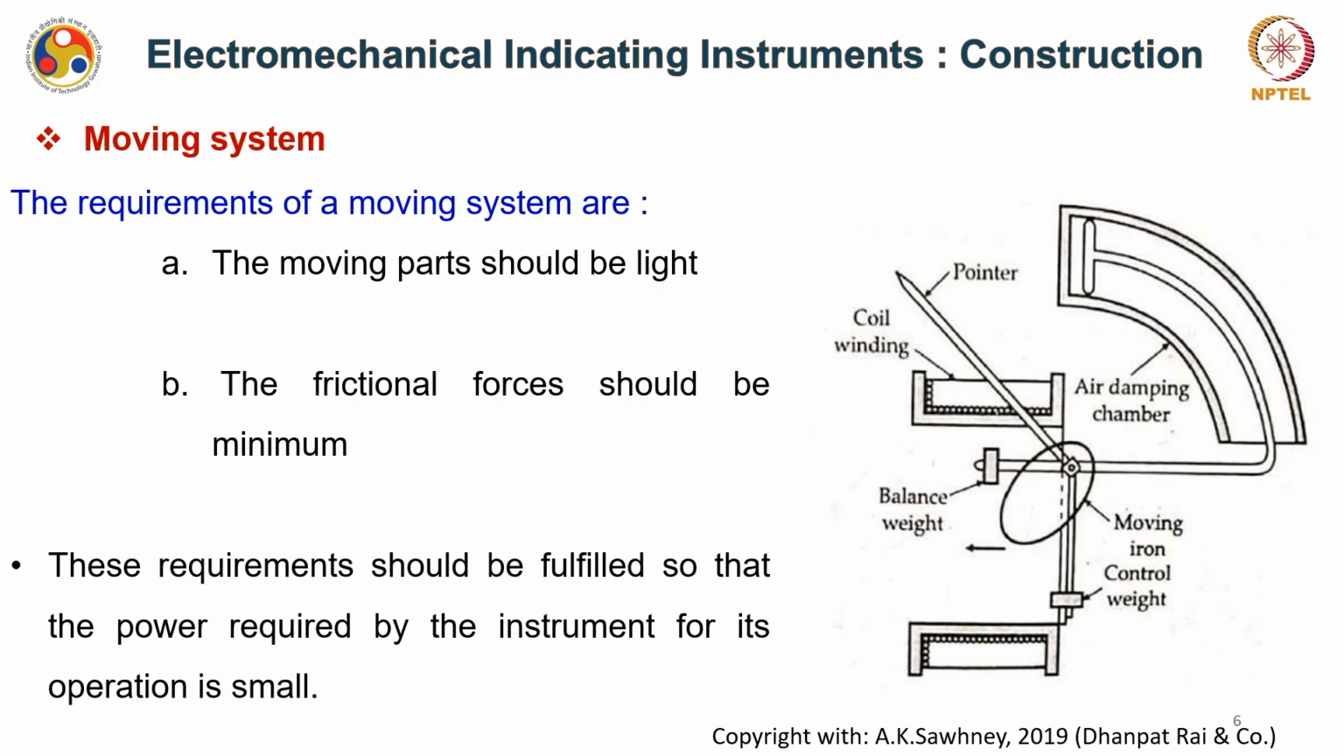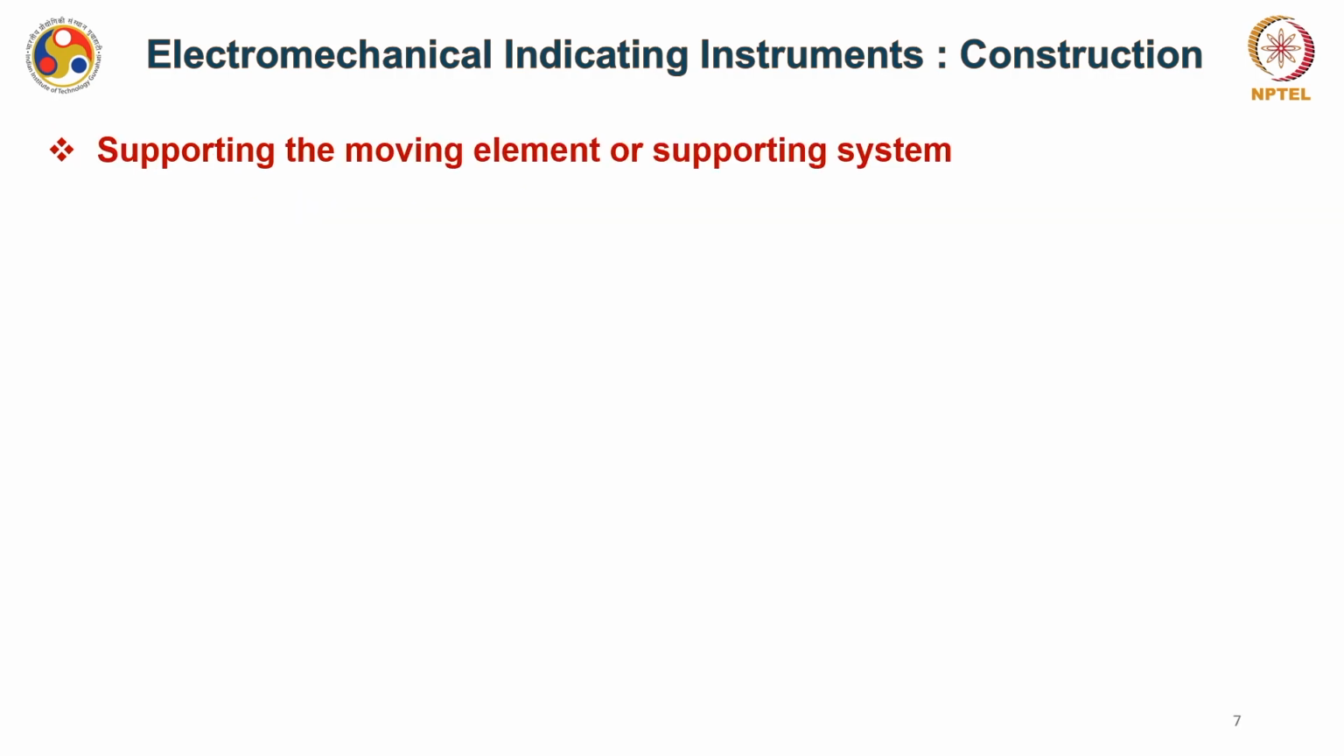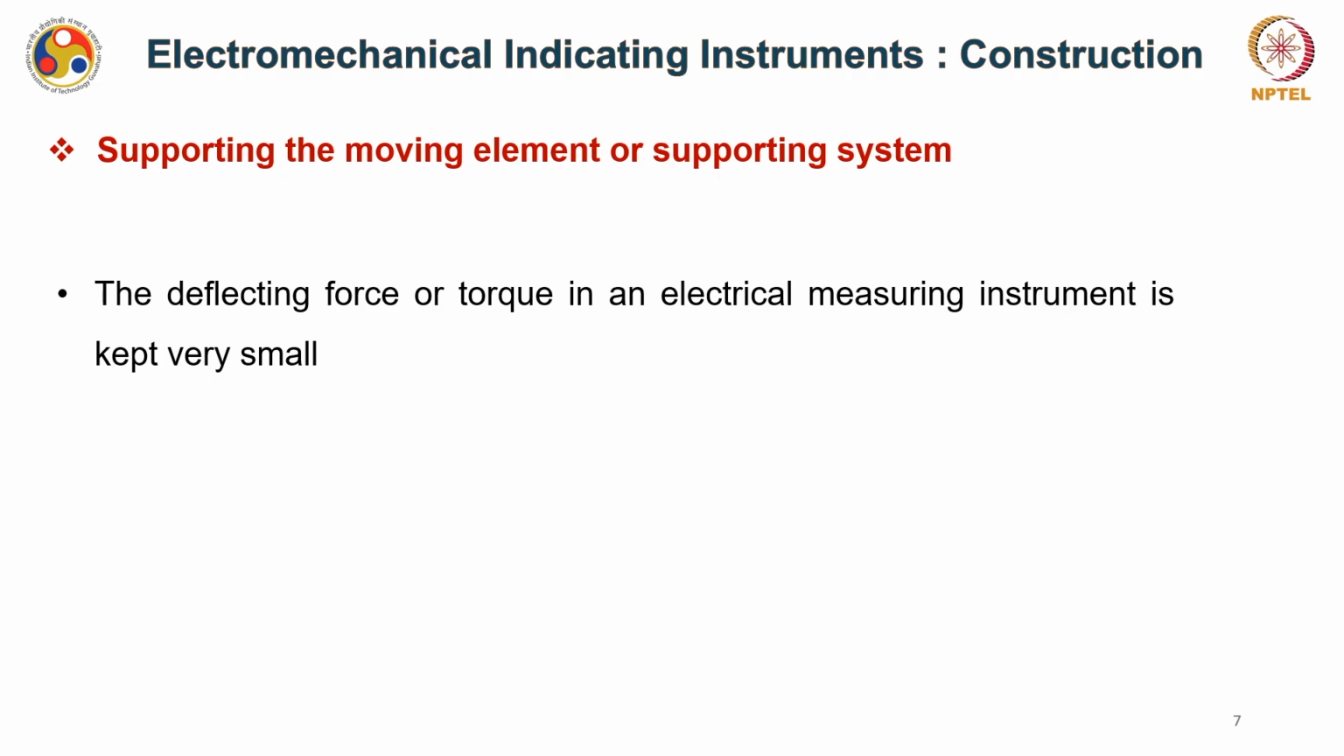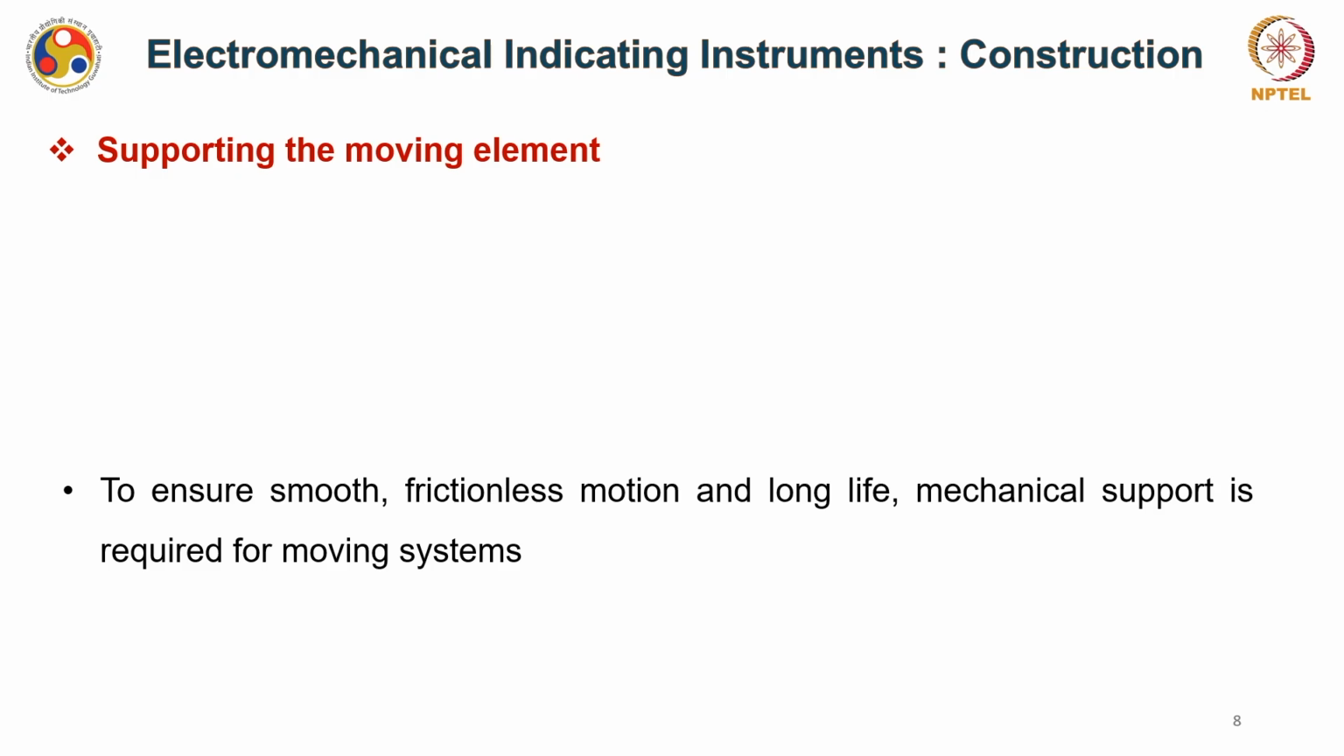Okay. So these two requirements should be fulfilled so that the power required by the instrument for its operation is as small as possible. Okay. Then we have a supporting system for the moving element. So the deflecting force or the torque in an electrical measuring instrument is kept very small, so that the instrument consumes as little power as possible.